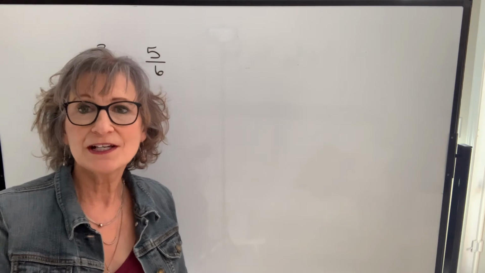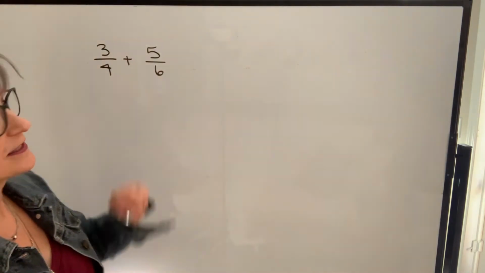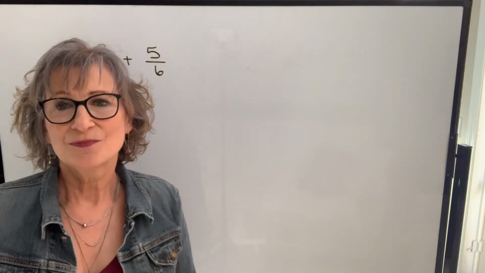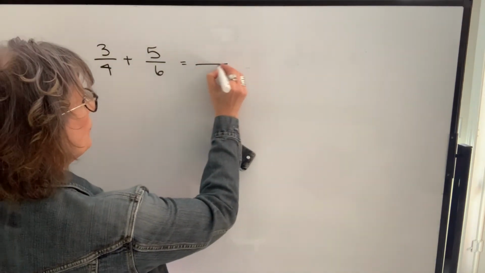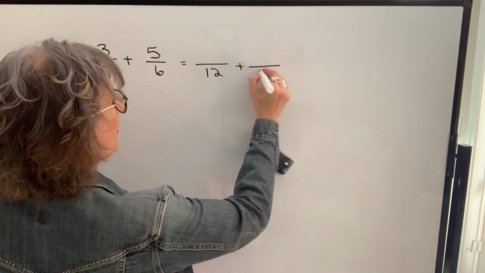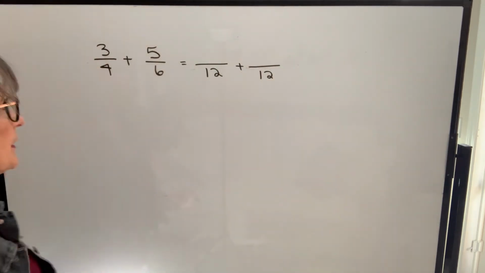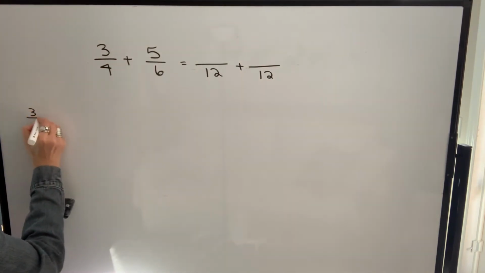Well, we know 4 divides evenly into 12, and 6 divides evenly into 12. So we can write both of these fractions with 12 as the denominator and then we will be able to add them. So 3/4.